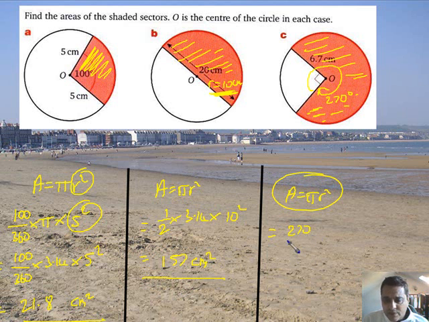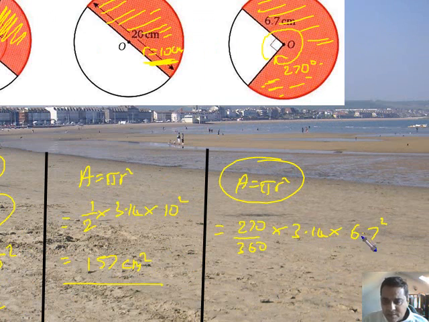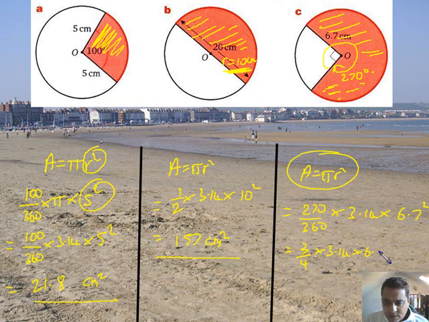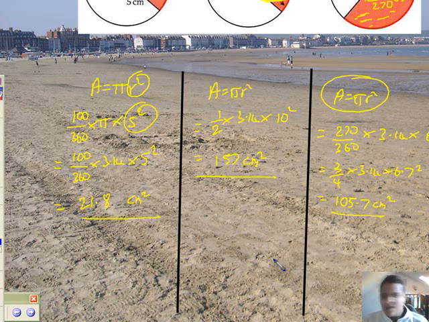So what do we got then? We've got 270 over 360. It's that fraction of pi, 3.14, times the radius, which is 6.7, and that's going to be squared. Of course, we don't need to simplify this. We know it's 3/4 anyway, because it's 270 out of 360. So it's 3/4 of 3.14 times the radius, 6.7 squared. And let's just do that and move on. So 3 divided by 4 times 3.14 times 6.7 squared. Bam! 105.7, there you go. 105.7 centimetres squared to 1 decimal place. And I think I'll stop there.